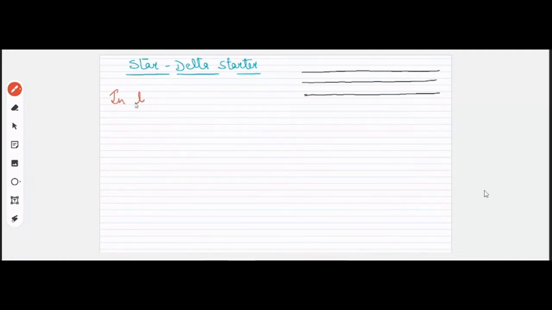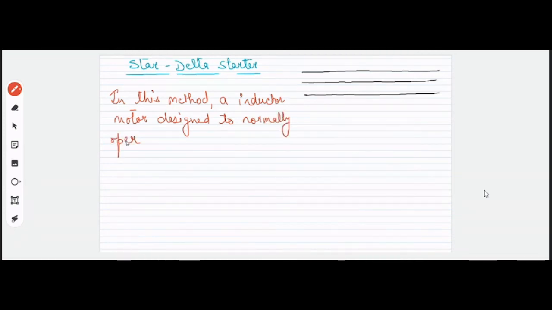Generally, in this method, an induction motor that is designed to normally operate in delta connection, right, is connected in star during starting. What we do is connect in star during starting.